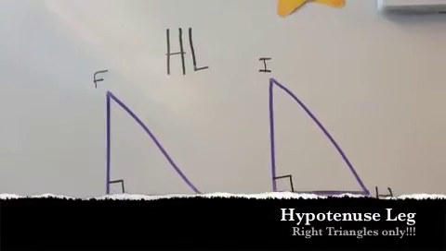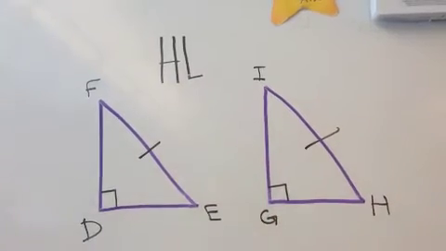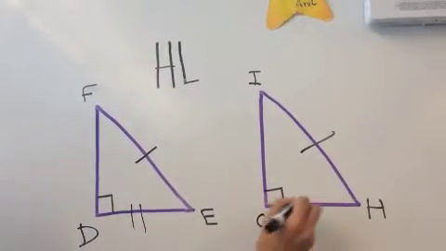If the hypotenuse and a leg of a right triangle are congruent to the hypotenuse and a leg of another right triangle, then the triangles are congruent.